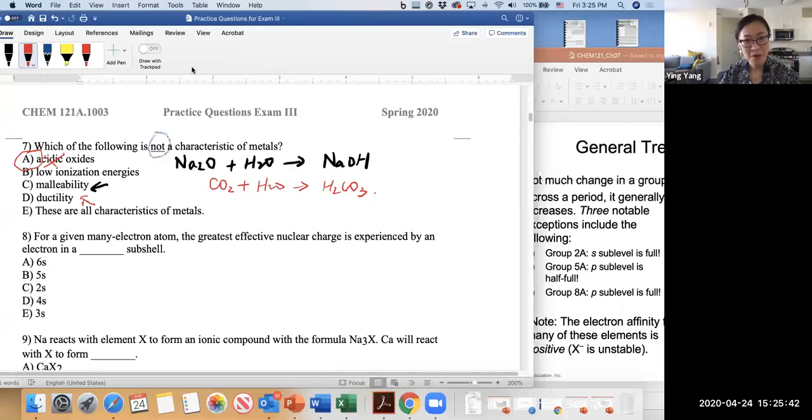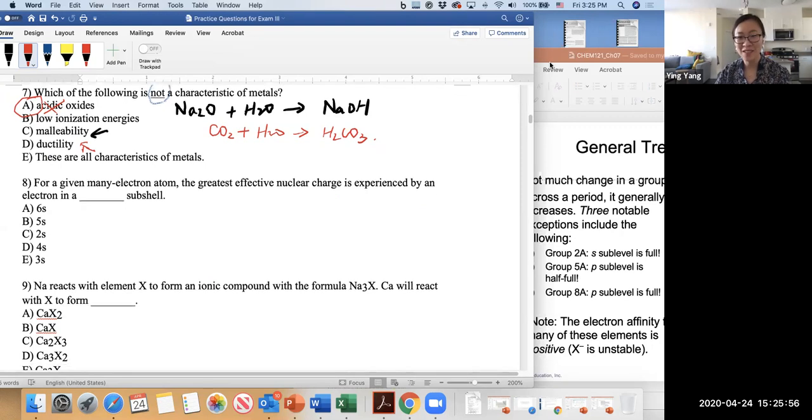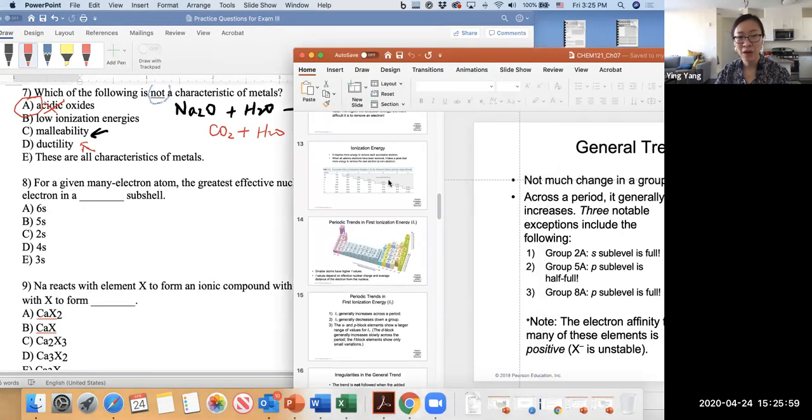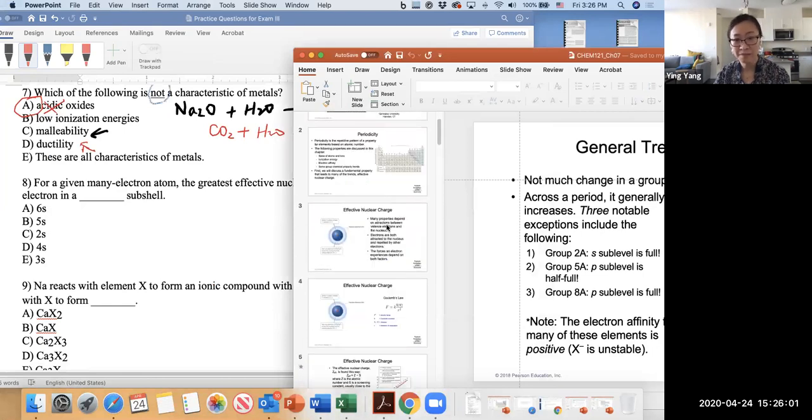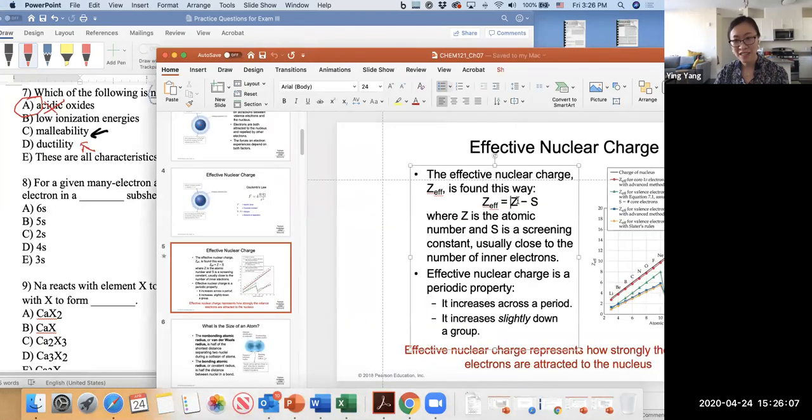Question number 8. We're moving pretty fast. For a given many-electron atom, the greatest effective nuclear charge is experienced by an electron in which subshell? To answer this, we have to go back to the definition of effective nuclear charge. Effective nuclear charge is defined, as we just reviewed, as the actual charge of the nucleus minus the screening constant, the number of inner shell electrons or core electrons.